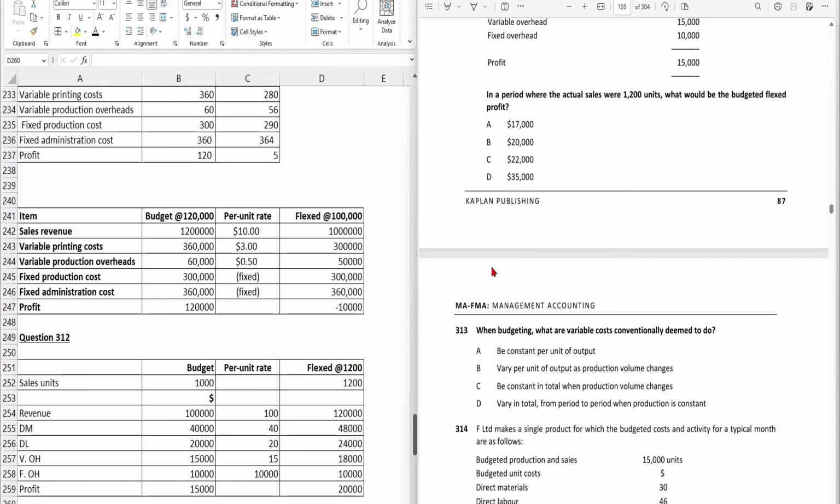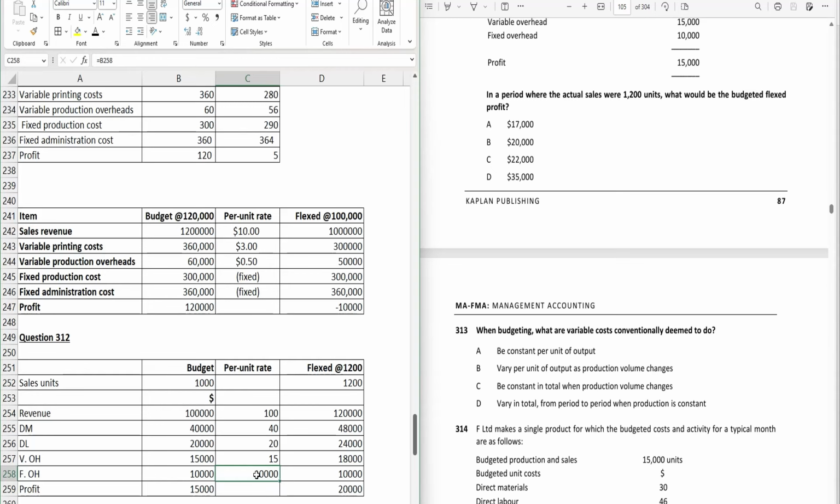Okay, so it's incorrect. C, be constant in total when production volume changes. So when total cost is constant, like in this case the fixed cost in total is constant, that means it's the fixed one, not the variable. So that's why option C defines the fixed cost, not the variable. That's why it's incorrect. Okay, and the last, vary in total from period to period when production is constant. So if production is constant, variable cost should stay the same in total, so it will not vary. Okay, so that's why again it's incorrect.